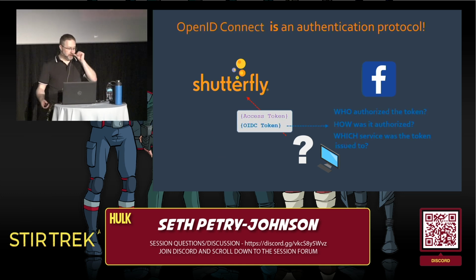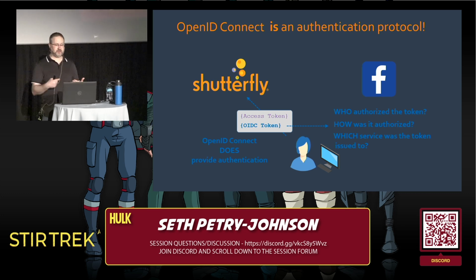And that brings us to OpenID Connect, which addresses that limitation. OpenID Connect is an authentication protocol, and it's built on top of OAuth 2.0. It adds additional tokens using standardized formats, so the client is allowed to extract data from the token. And those tokens provide additional claims that identify the user that authorized the token, how the authorization occurred, and which client or service the token was meant for. With that additional information, Shutterfly can link the request to Alice's account and authenticate that user as Alice.